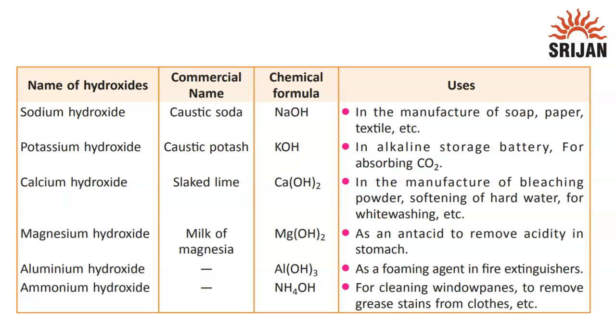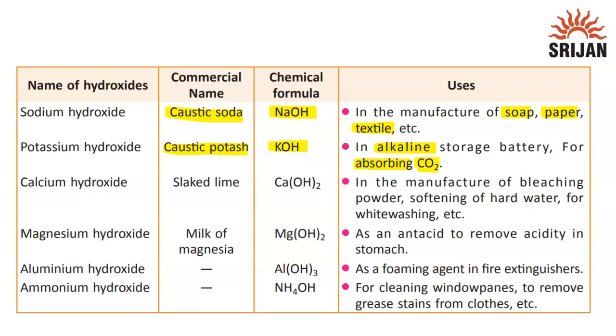Here the first one is sodium hydroxide, which is also called caustic soda. Its chemical formula is NaOH. Na stands for sodium, OH for hydroxide. It is used in the manufacture of soap, paper, textile. Then potassium hydroxide, which is commonly called caustic potash. Its formula is KOH. It is used in the alkaline or basic storage battery for absorbing carbon dioxide.